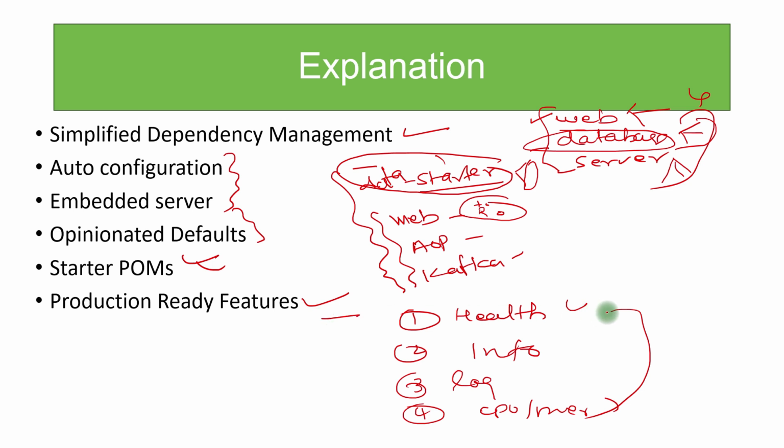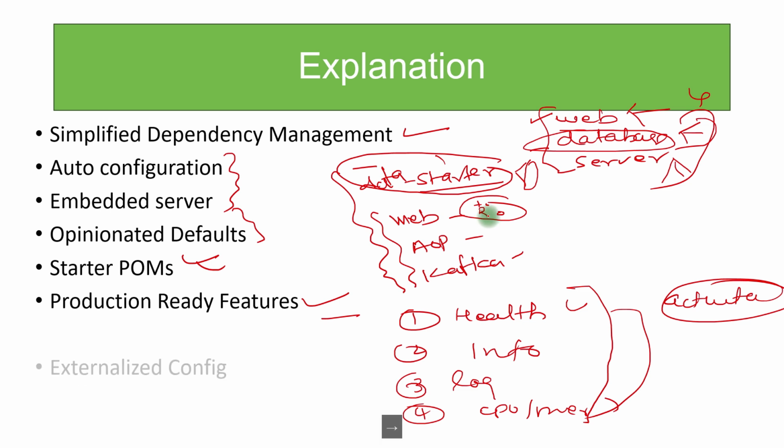So Spring Boot has one dependency, that is actuator. This is also one of the starters. If I add this in my application, all of these features are provided out of the box. I don't have to implement all of these, they will come by default if I add this dependency. So production ready features are available out there.